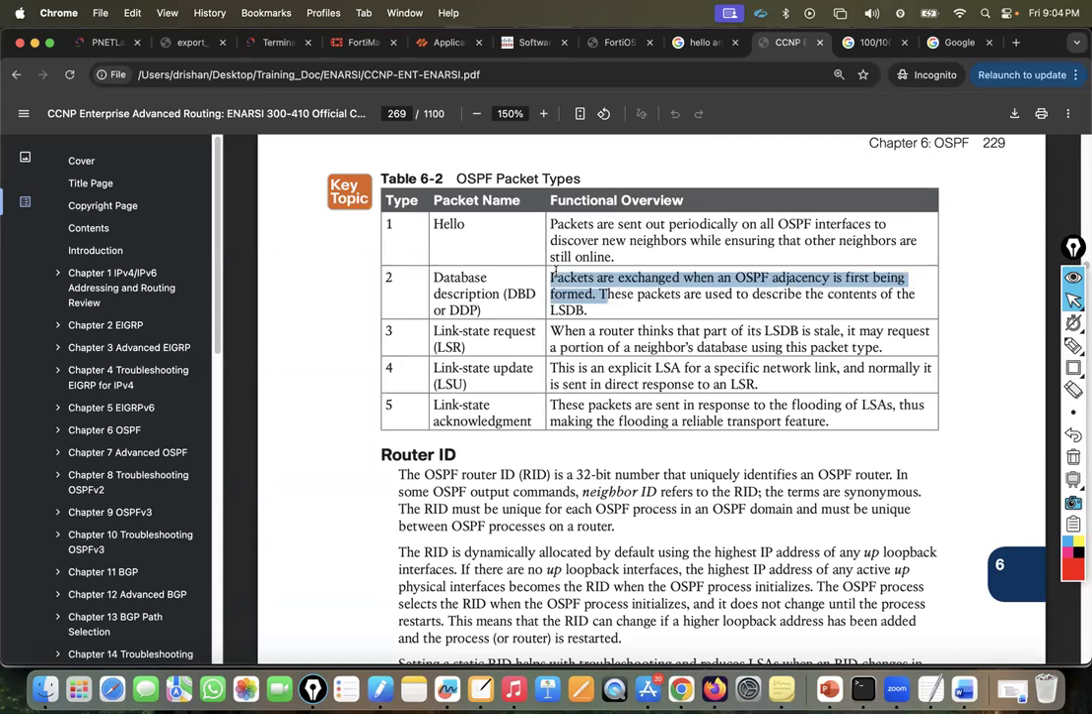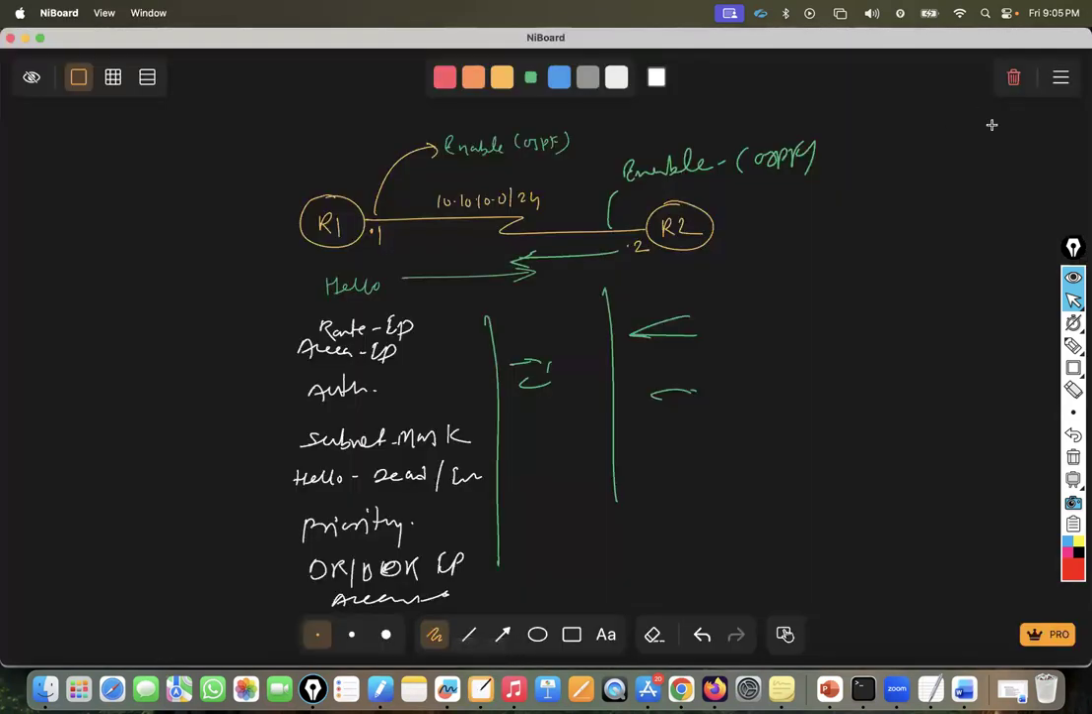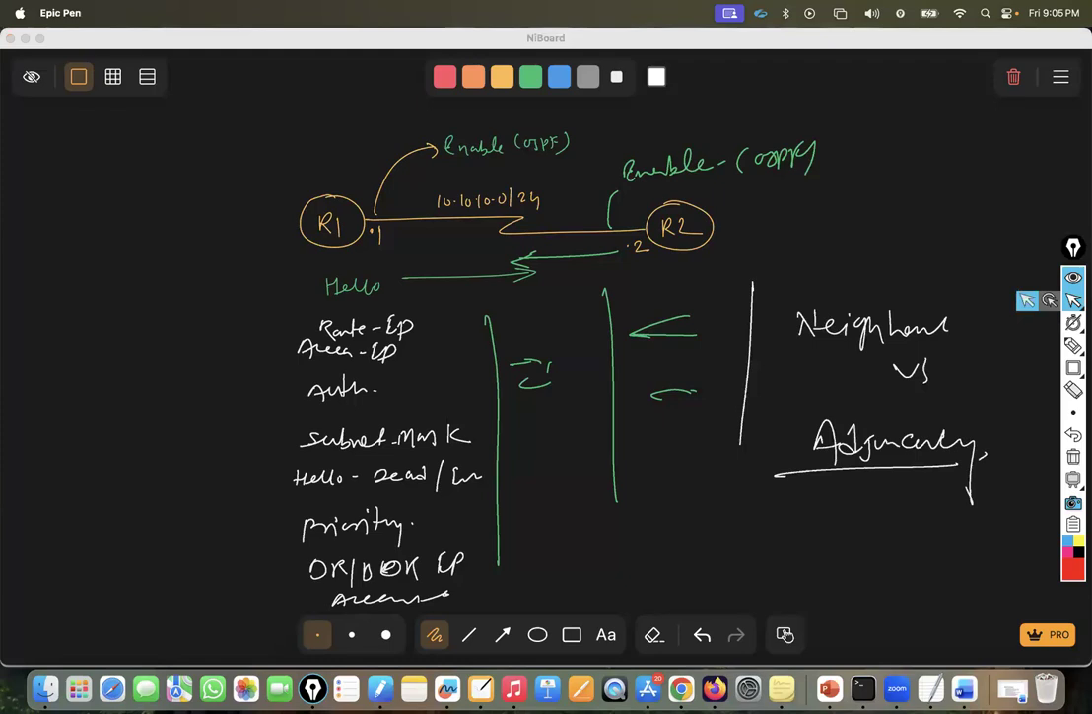So there is one more question that is going to happen. What is the difference between neighbor and adjacency? Anyone know? What is the difference between neighbor and adjacency? Neighbor is any connected router, and adjacent will be those who are also speaking OSPF. Yeah. So a neighbor is not mandatorily always going to be your adjacent router.